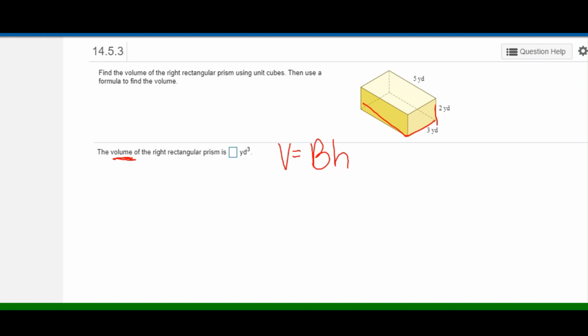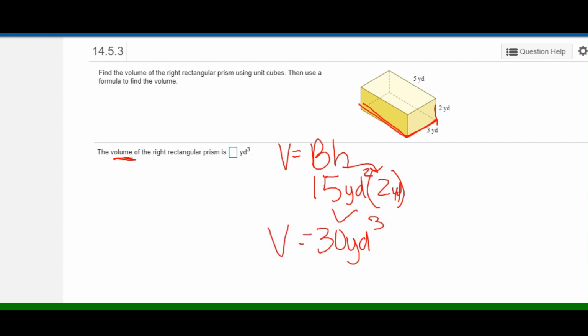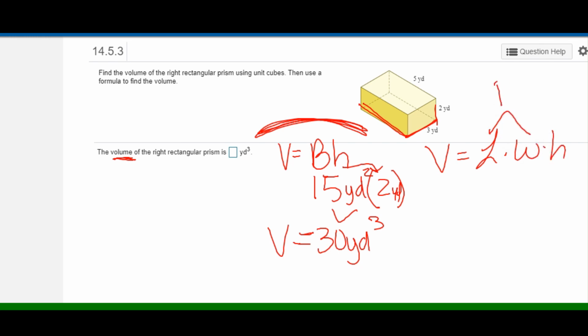So B is equivalent to the area of the base. So B is going to be 15. 3 by 5 is 15 yards by 2 yards is the height. So I'm substituting. And then that's how I end up with 30 yards to the third power. Now, this is a higher level formula that you would use, but you can still use volume is equivalent to length times width times height. This length times width is just B.